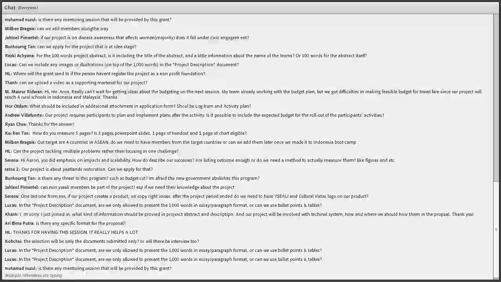There will be mentoring sessions provided by this grant. The entire kickoff workshop in Jakarta will be a mentoring session where we'll work with your team to make your project more sustainable, more scalable, and more feasible than even your original proposal.